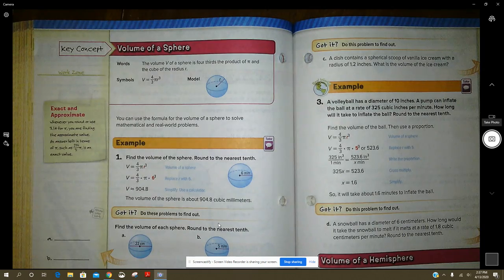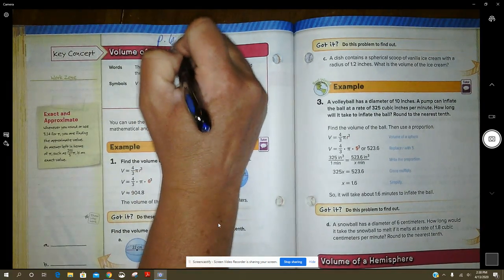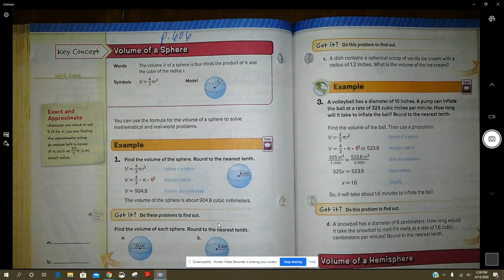All right, guys, here we go again, doing more volume. Gotta love these formulas. Just love them. So today we're going to do the volume of a sphere. In your workbooks, we're on page 606, okay? Cranking through these puppies. I love it.